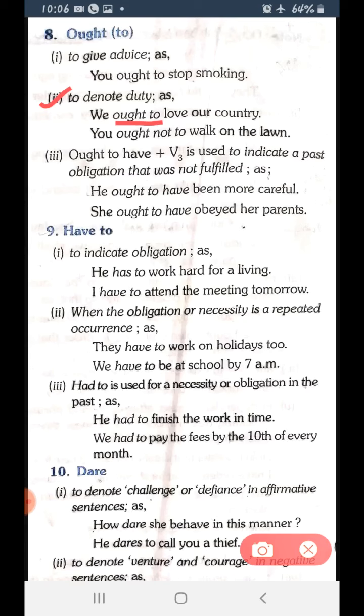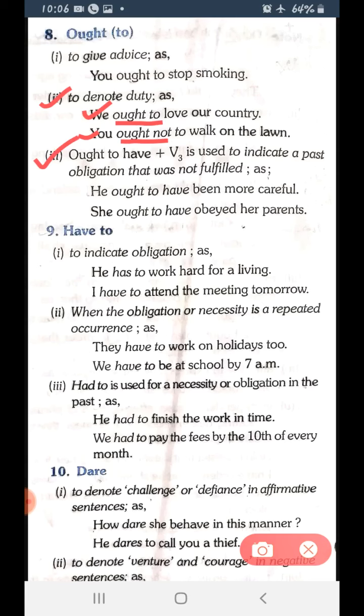Example number 2. You ought not to walk on the lawn. You ought not to walk on the lawn. That means you should not walk on the lawn. You are not advised to walk on the lawn. So ought to is even stronger. It shows stronger determination than must and should. Point number 3.